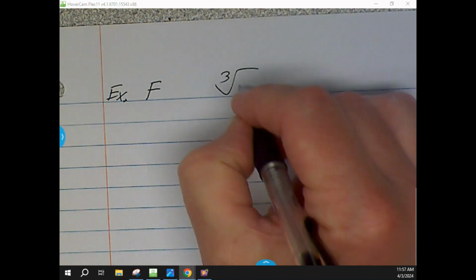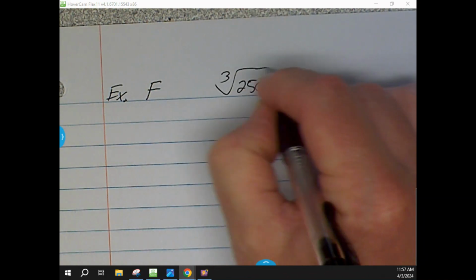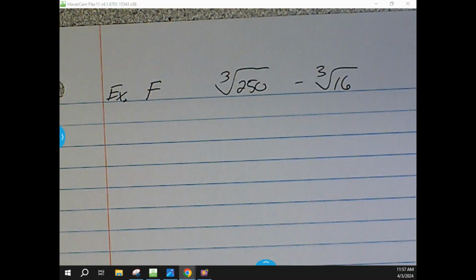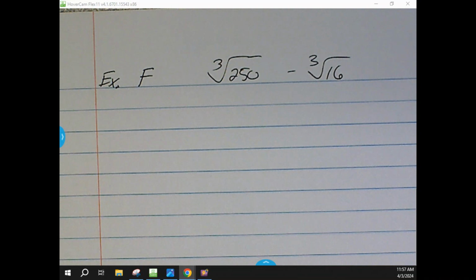All right, so for the next one, let's make the numbers a little bit bigger. I understand, great. Let's go third root of 250 and third root of 16.